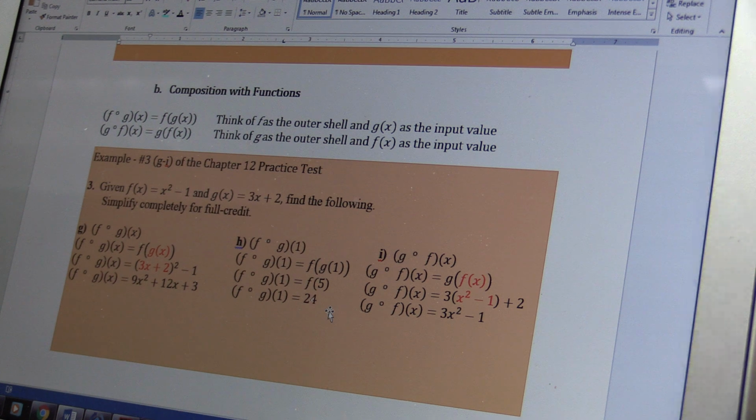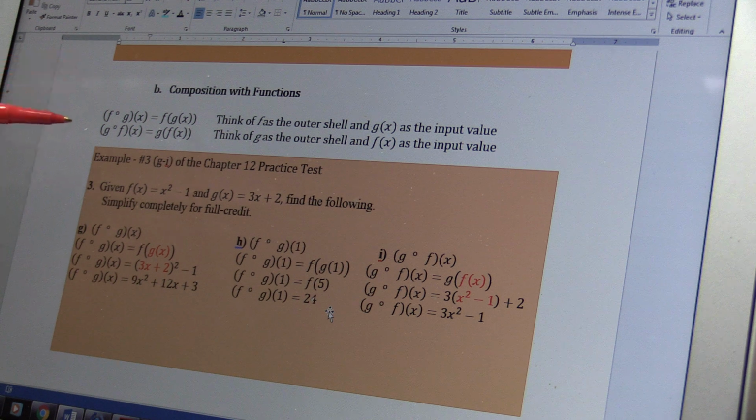In this video, we will look at composing functions, or composition of functions. So if I looked at the general case, f comp g of x, it's actually equal to f of g of x. And so I think of f as my outer shell, and so I say f of g of x, and I'm sticking g inside of f.